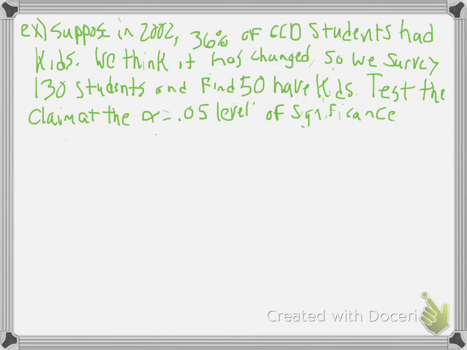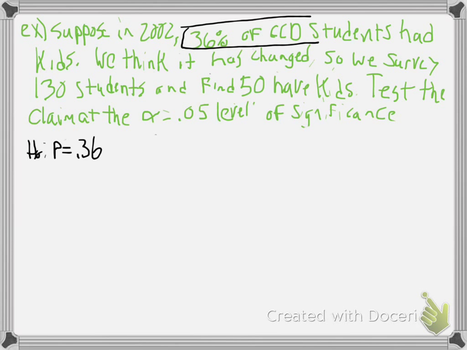Suppose in 2002, 36% of CCD students had kids. We think it has changed, so we survey 130 students and find 50 that have kids. Test the claim at the alpha equal 0.05 level of significance. Once again, we've got to start with the null and alternative. The null, we give you right away: 36% of CCD students have kids. So we say the null, H sub 0, is that p equals 0.36.